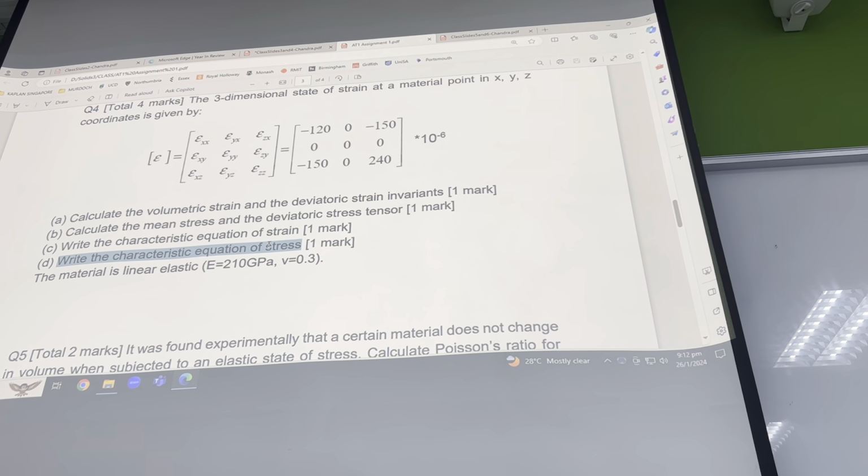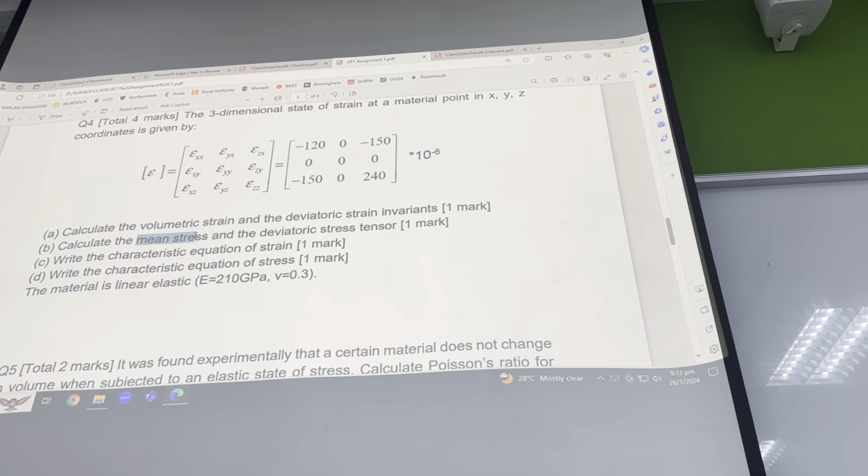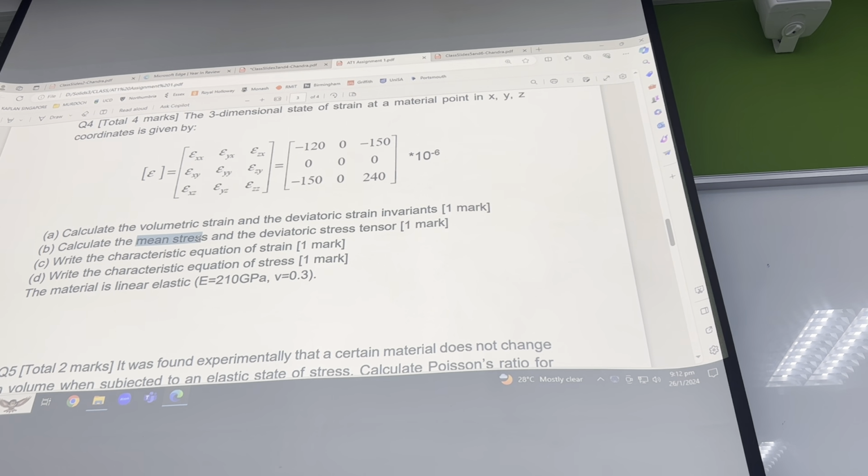characteristic equation. So once you know the stress tensor, then you can also calculate the mean stress, and you can also calculate the deviated stresses, because we have already seen how to do deviated stresses from the stress tensor.